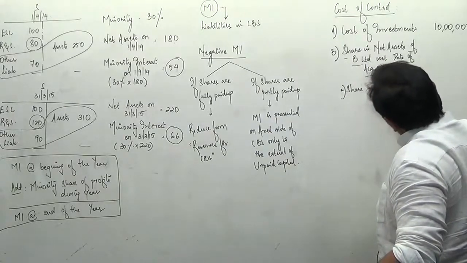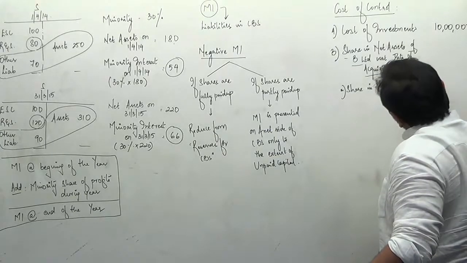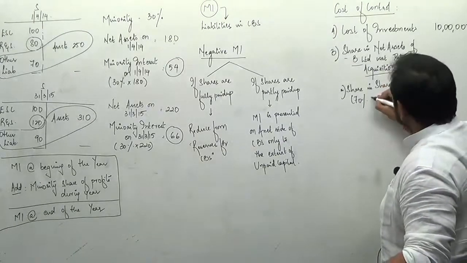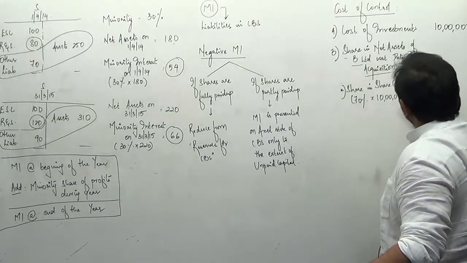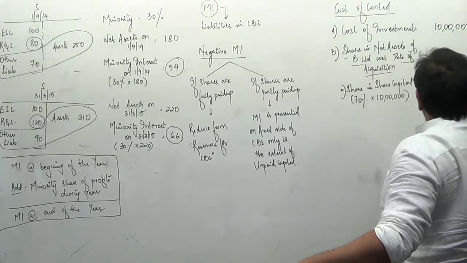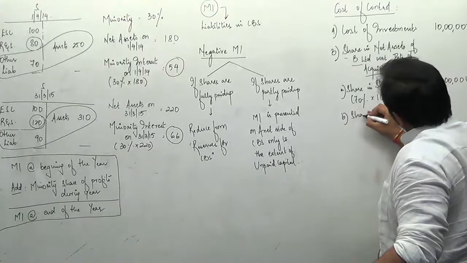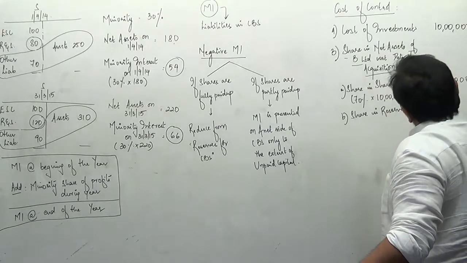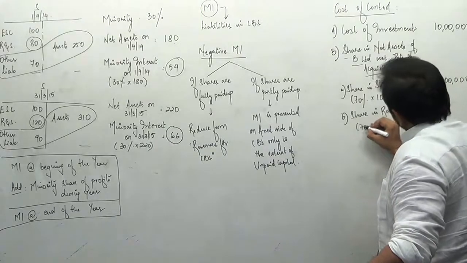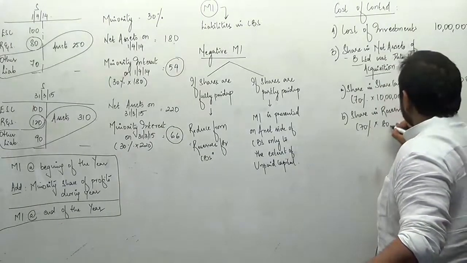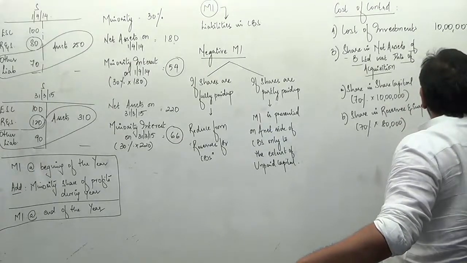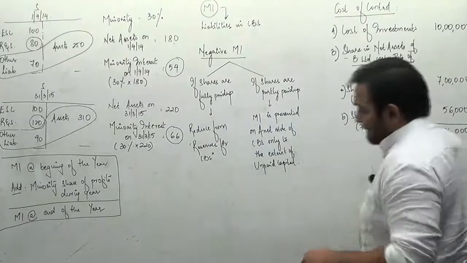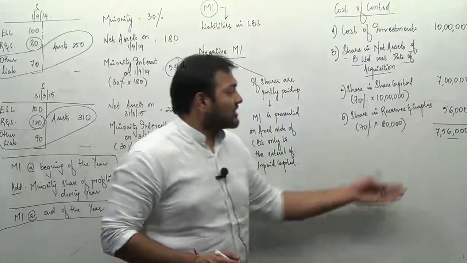Share in share capital. What is his share? 70%. What is the share capital? 70% of 10 lakhs. So 7 lakhs is my share of share capital. My share in reserve and surplus. What is the reserve and surplus on the date of acquisition? 80,000. So this is 56,000. My total share in net assets is 7,56,000. That is my total share in the net assets of the organization is 7,56,000.